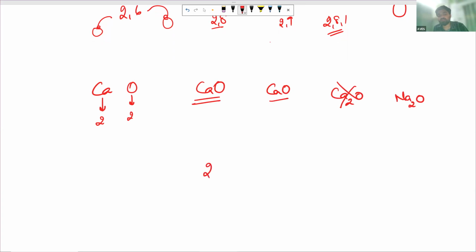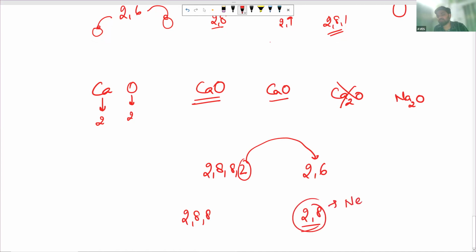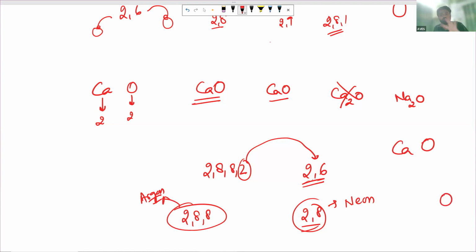Because calcium has electronic configuration 2, 8, 2 and oxygen has electronic configuration 2, 6. So when calcium donates these 2 electrons, it becomes 2, 8, the electronic configuration of the nearest noble gas, neon, a stable configuration. So every calcium atom can donate 2 electrons and every oxygen atom can accept 2 electrons. So the formula is CaO, 1 calcium, 1 oxygen.